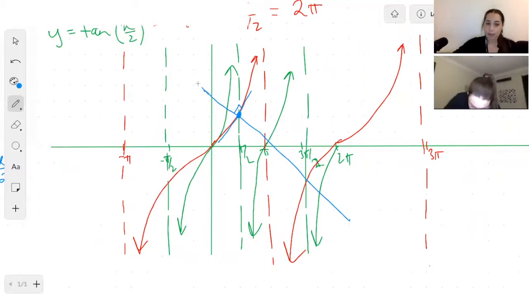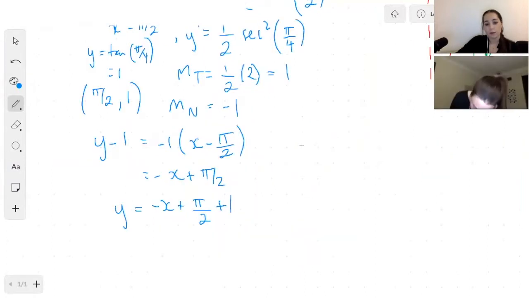And so now you just have to indicate what the y-intercept and the x-intercept are. How do you think you'd find that? We just set x and y equal to 0 in the equation of the normal. So x is equal to pi on 2 plus 1.